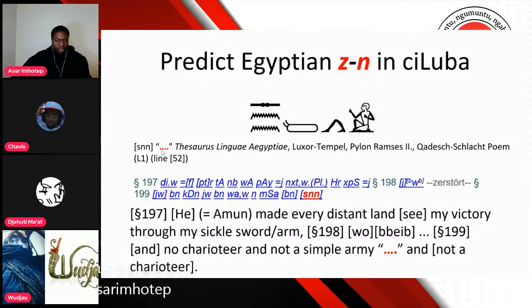I have the meaning blocked out, and it says, he, who equals a moon, made every distant land see my victory through my sickle sword arm. And no charioteer, and not simply an army blank or sinin, and not a charioteer. I'll let y'all read it on your own and see what you can make of it.